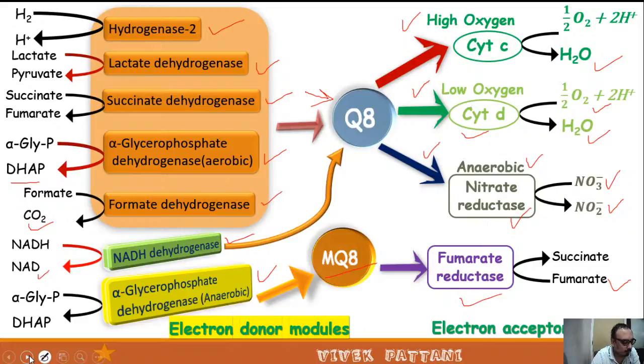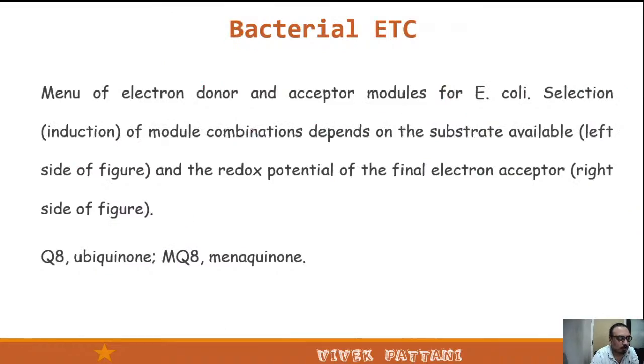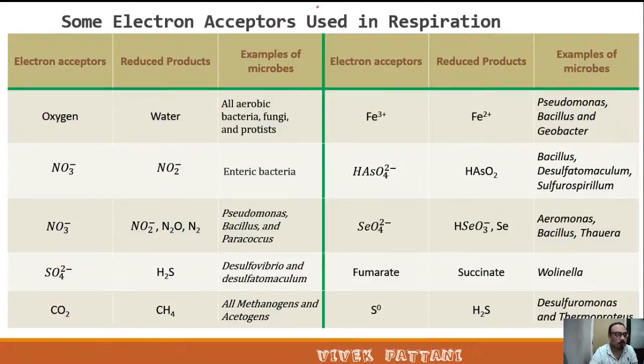Okay, I'm moving forward then. Now, as I already discussed this one in the diagram, some of the electron acceptors are used in respiration. This will be your table, your explanation for anaerobic respiration also. One by one I am going to discuss different types of electron acceptors used in respiration, and most of it will be anaerobic respiration.